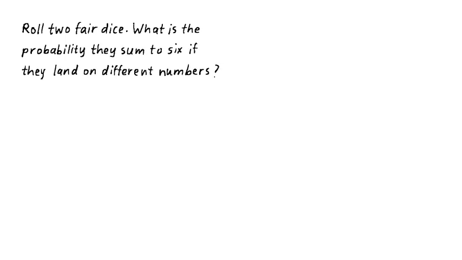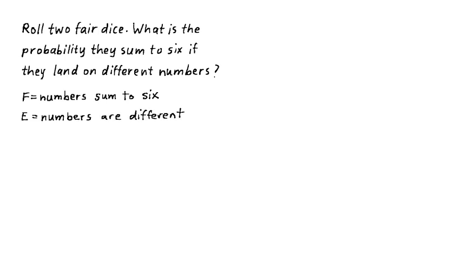Let's try an example. We'll roll two fair dice yet again, but now we'll ask, what's the probability the dice sum to 6 if they land on different numbers? So here we've got F as the event the numbers showing sum to 6. We have E as the event the numbers showing are different, and we're looking to compute the probability of F given E.